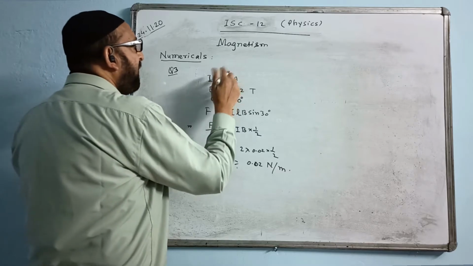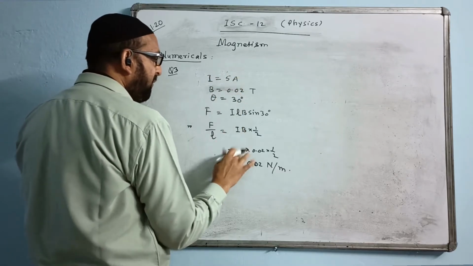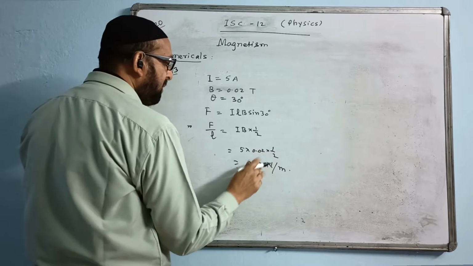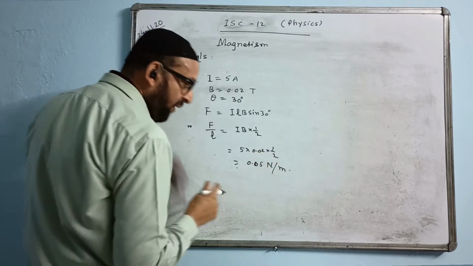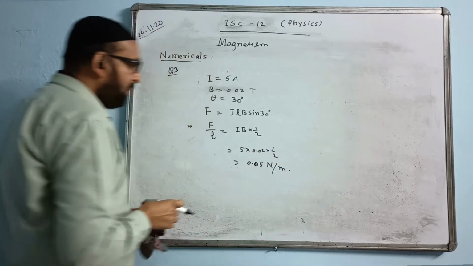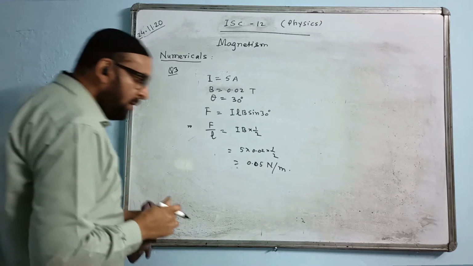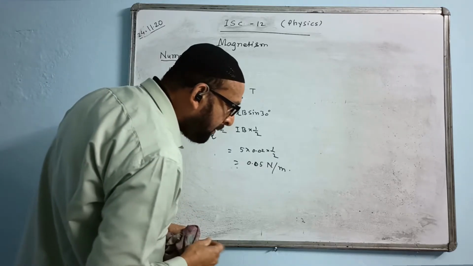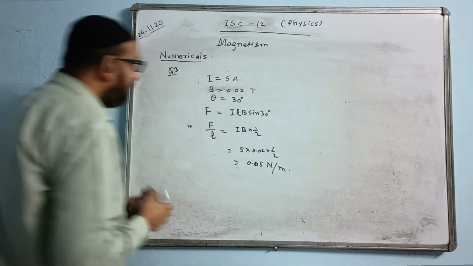Sorry, current was given 5 ampere. Current value was given 5 ampere. This and this will cut. The answer will come 0.05 Newton per meter. That is the answer. Now, next question we are doing.